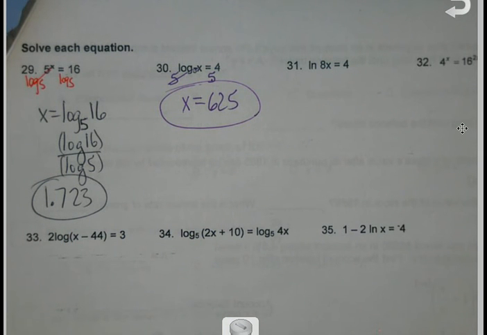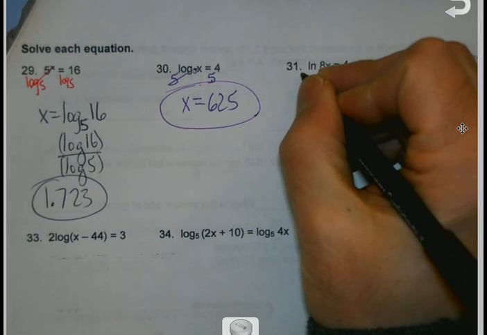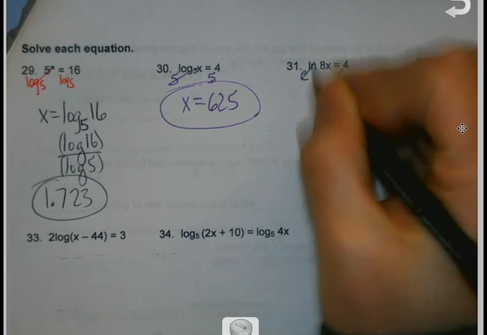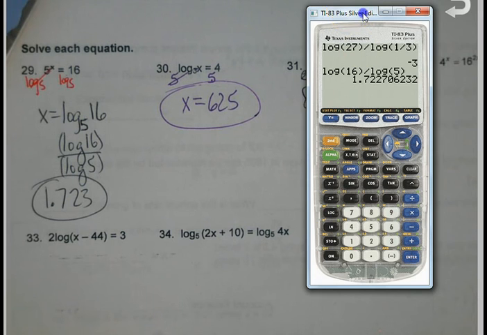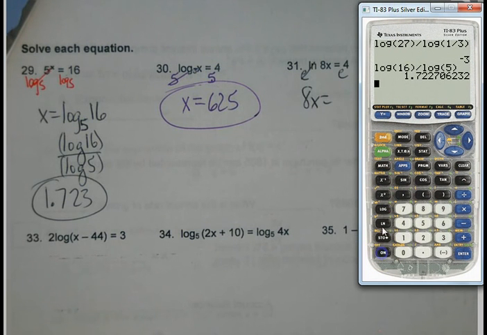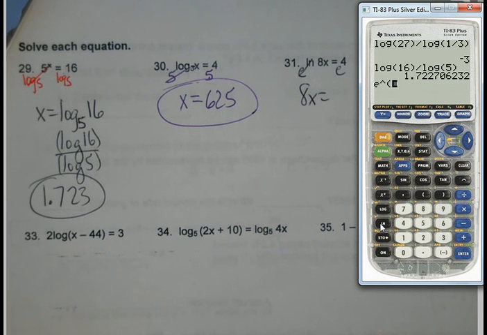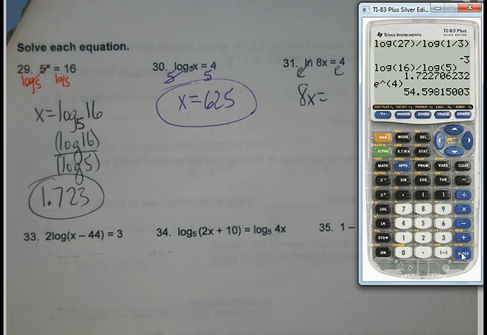And I just keep working through these. Okay, let's see. I want to get to that 8x. What do I have to do to get rid of natural log? I use e. And just a reminder, when you're using e, I'm going to find e by taking second natural log. Don't type in the alphabet and hit that e. That won't help me. That's the letter. This is a value. So we're going to e to the 4th.